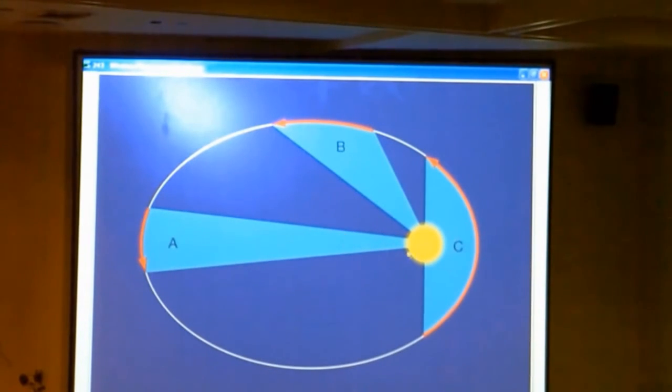That means you're going faster when you're close and slower when you're far away. Here's the intermediate case. Again, in the same amount of time, you sweep out the same area, which means it has to be going at an intermediate speed, since it's at an intermediate distance. That make sense? It's kind of a strange way of writing it, but that's how Kepler came to it, and that's what he wrote down.